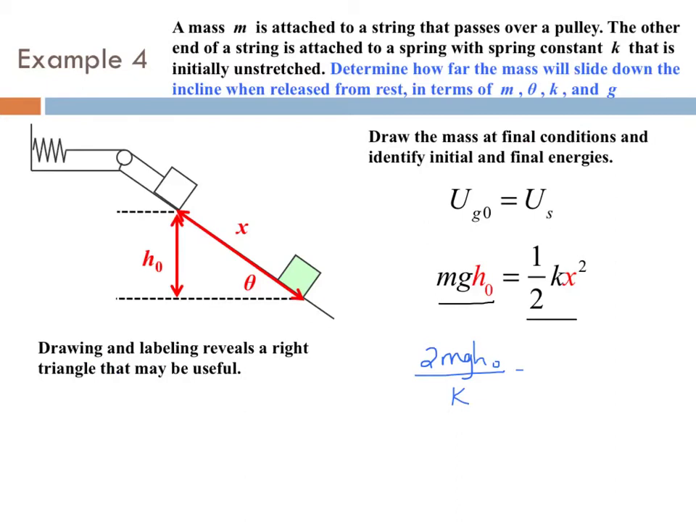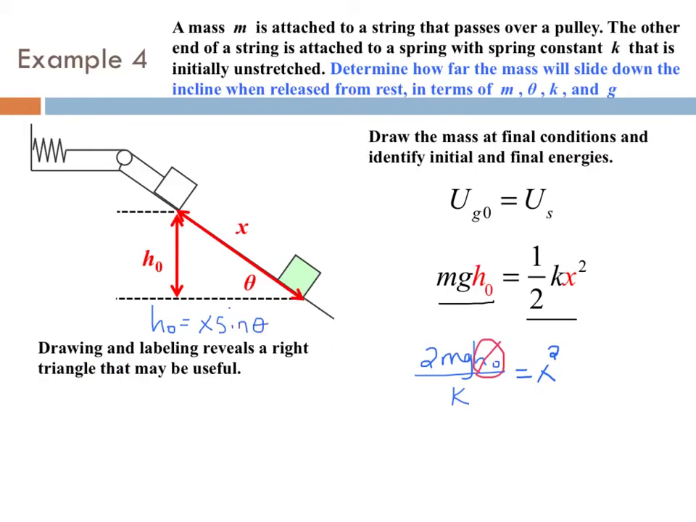Now I'm going to leave it in terms of x squared for right now because something's going to happen in a little bit. Okay. Now, it said that I had to leave it in terms of m, theta, k, and g. Right now, I have an h naught there that cannot be in my final equation. So I'm going to replace h naught with something in terms of what I can use. If I go back to my picture, I notice that x, h naught, and theta all create a right triangle. So h naught can actually be represented as x sine theta.